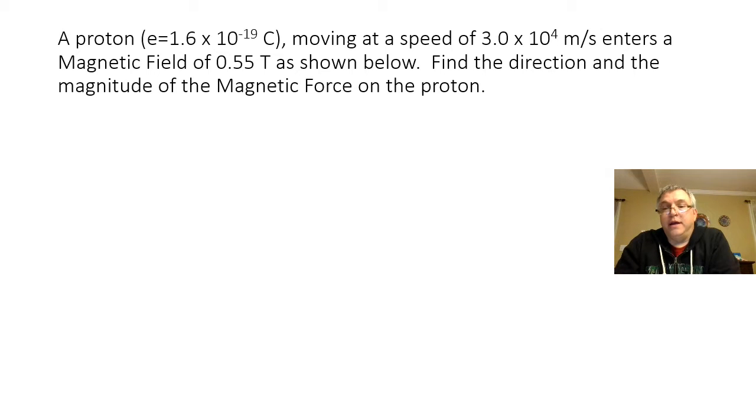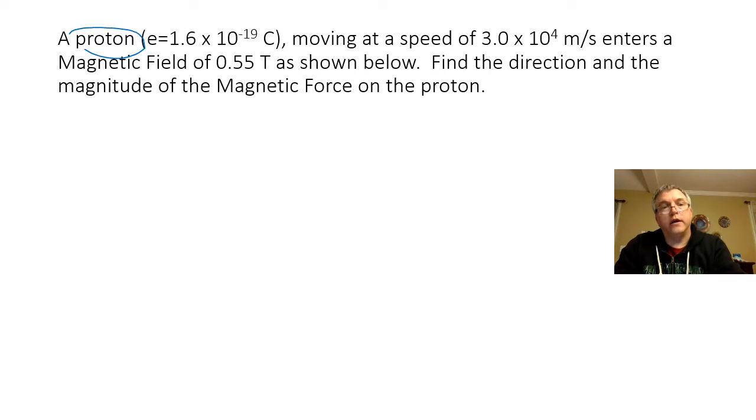Hello everybody. In this video we are going to look at the solutions to the college prep right-hand rule worksheet 2. In the first problem we have a proton moving at a speed of 3.0 times 10 to the fourth meters per second entering a magnetic field of 0.55 Tesla. They want us to find the direction and the magnitude of the magnetic force acting on the proton. So let's take a look and see what we are given in the problem.